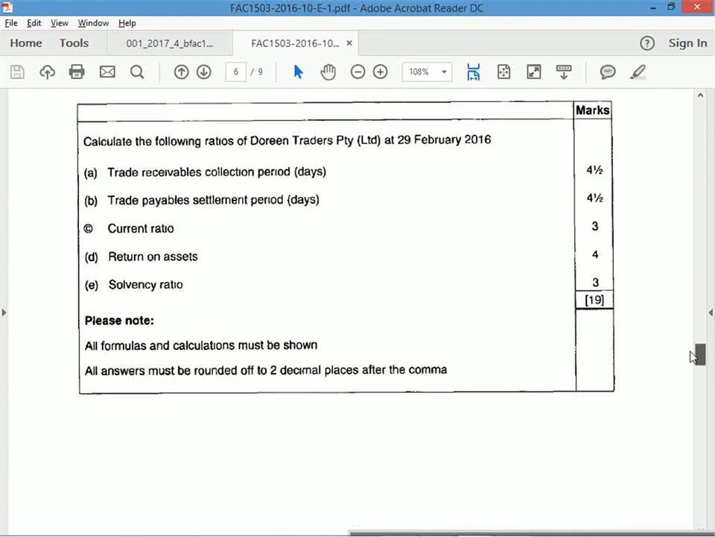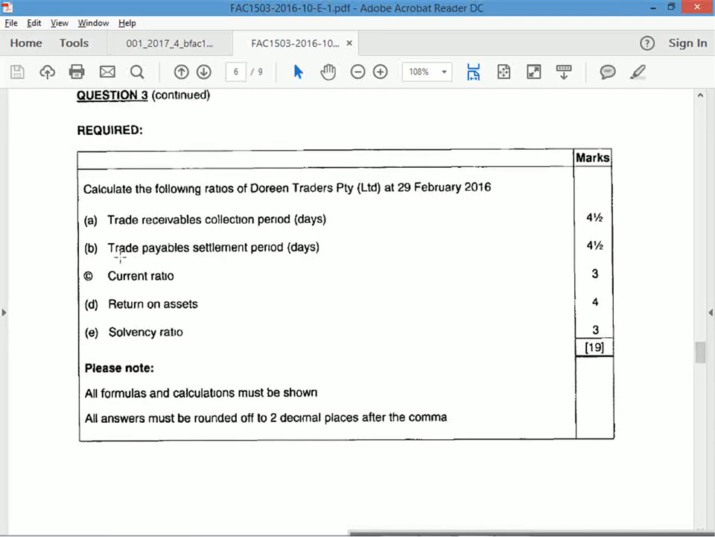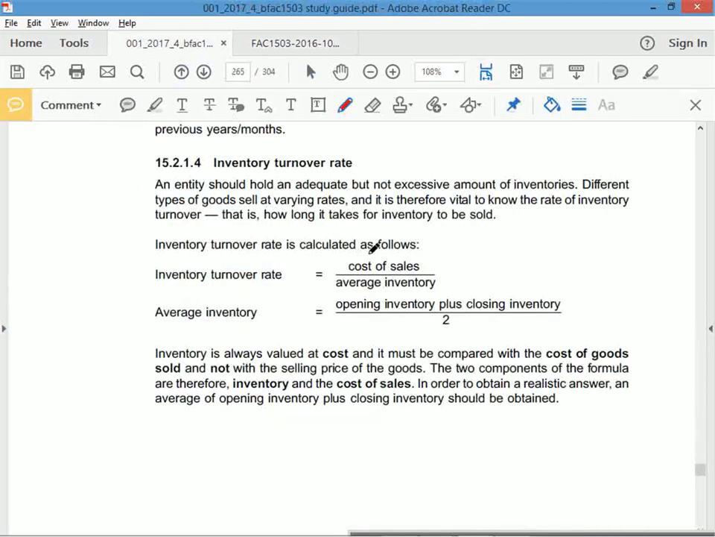Here's the paper. Okay, yeah, we will do it. See? Receivables and payables. So we will work out an average. Okay, so don't worry, we'll come back to that just now.